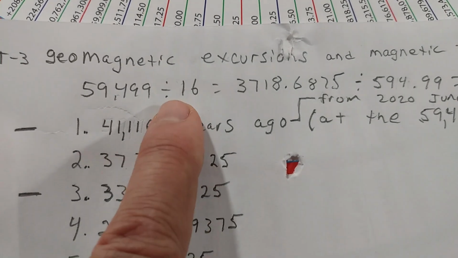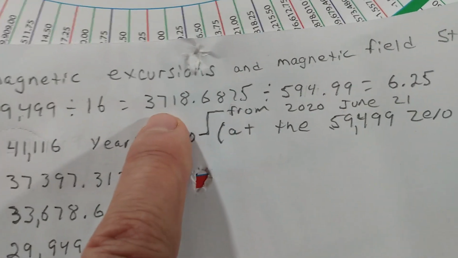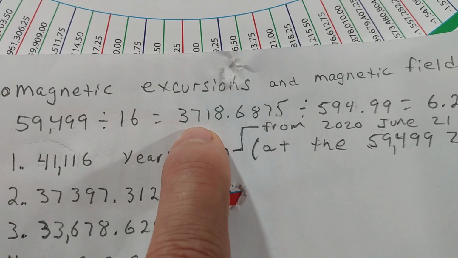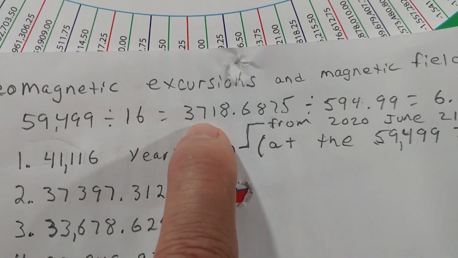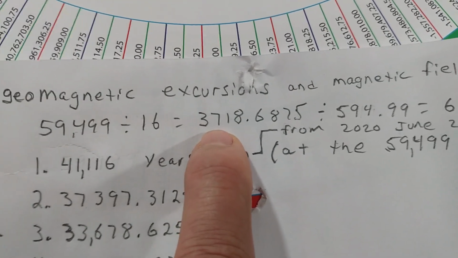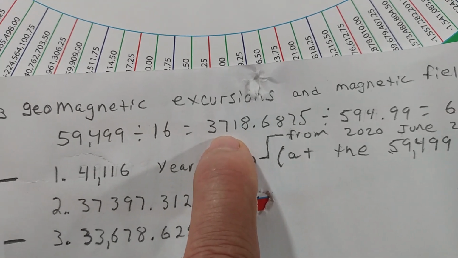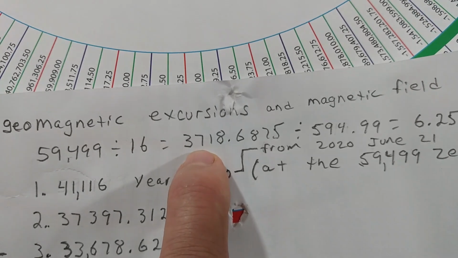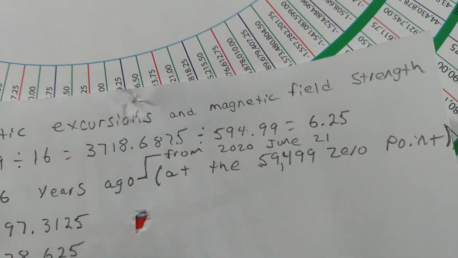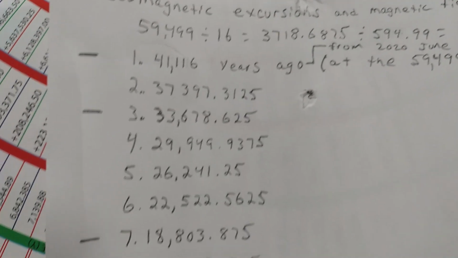So there's 16 of them over the 59,499. That's the average number of years that they occur, and of course that is an average. They don't occur at the exact same times or even last for the same length of time. So they just kind of do what they do. Alright, that's enough of that.